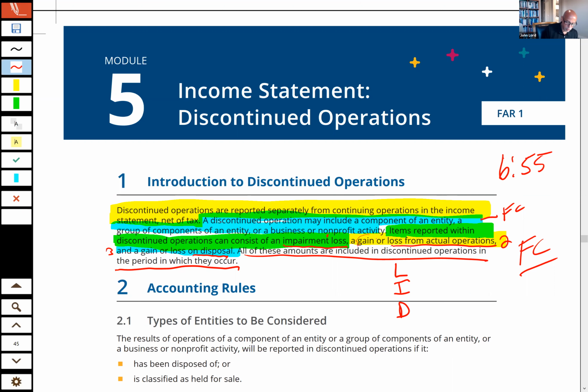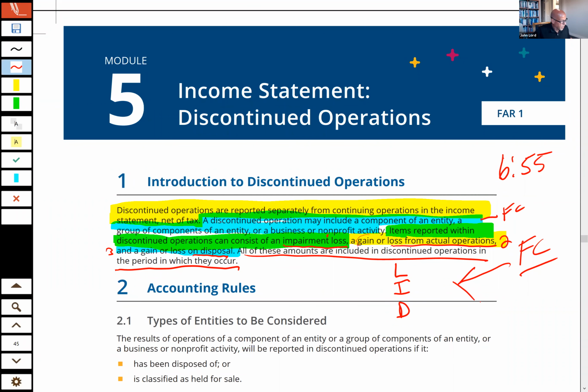So you can use this mnemonic LID to remember the components of discontinued operations, and we're going to take those amounts in the period in which they occur. What CPA exam questions like to do is tell you amounts that are going to be taken in future years, and they're going to try to trick you into thinking that that should be taken in the current year. No, we take these amounts in the period in which they occur.